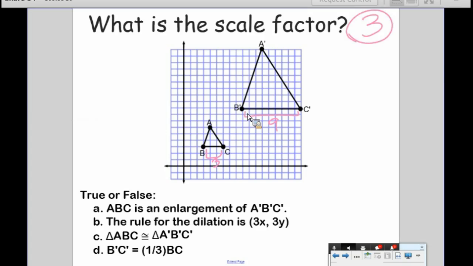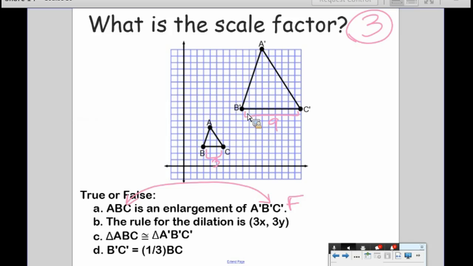Let's do this true or false. True or false? ABC is an enlargement of A prime, B prime, C prime. False, right? It's a reduction, right? Okay, so if I switch places, then it would be true. But that statement had it all switched around. It was false. Okay, next one.